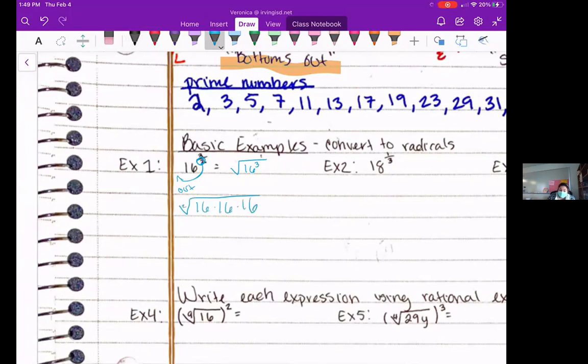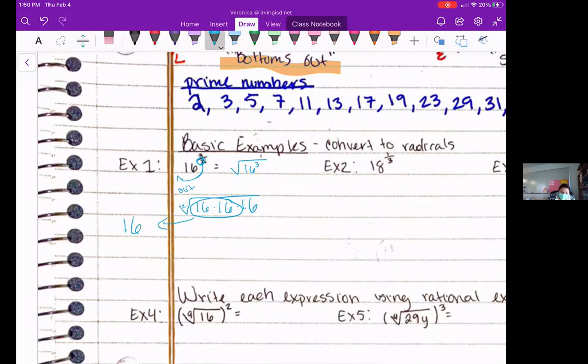This is a square root. So how many groups do I want? Groups of how many? What's a square root? If it said cubed root, it would be 3. But if it's a square root, it would be how many? 2. So do y'all see how I have 2 16s right there? That means that I can just take that number out one time.